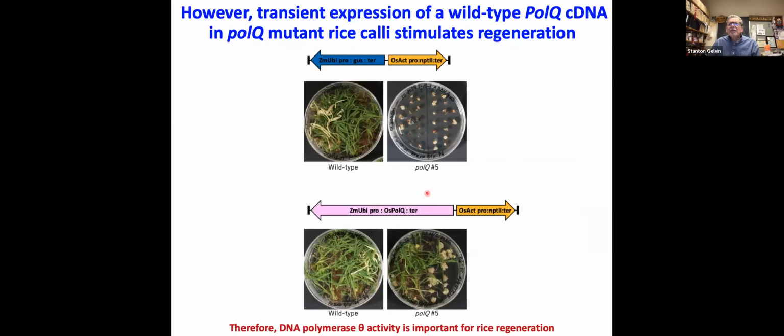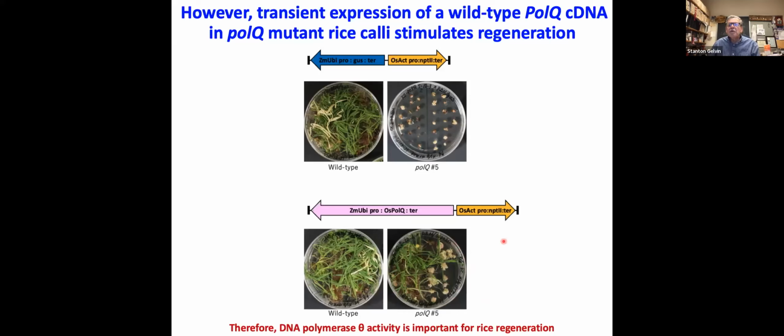However, we found that if you transformed these calli with a construct that contained a polyQ gene, the transient expression of this polyQ gene was enough to get regeneration of this plant. So if we didn't have a polyQ gene in there, if we had a GUS gene in there, you couldn't get regeneration. But if you transiently expressed a polyQ gene, all of a sudden you could regenerate plants.